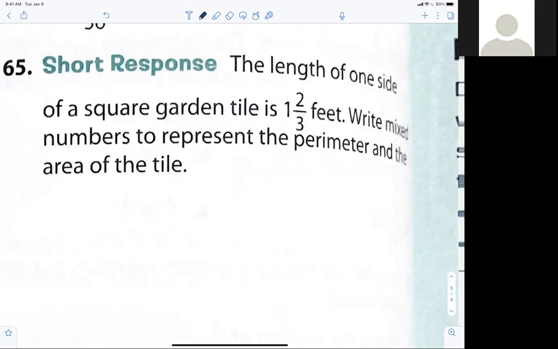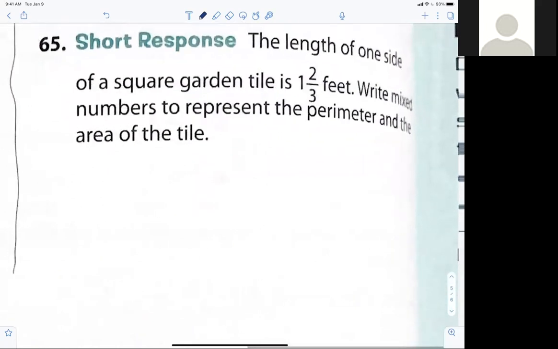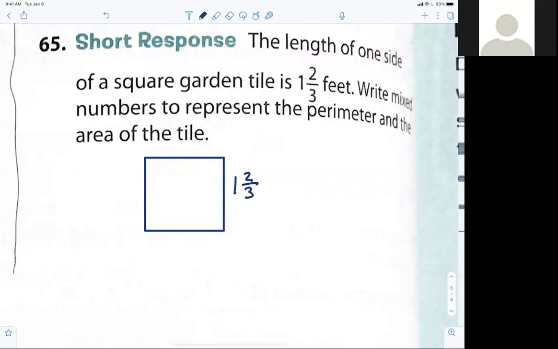All right, so I have a square. I need everybody to draw a square. And then I want Max to tell me what are the characteristics of a square? It has 4 sides that are all right angles. That's right. Now, what can you tell me about those sides? They're all equal. That is correct. So I want everybody to draw a square the best you can. And then one side of the square is 1 2/3.